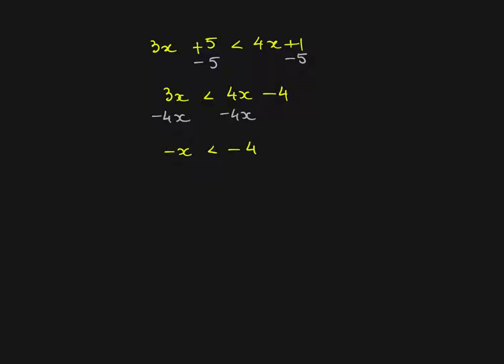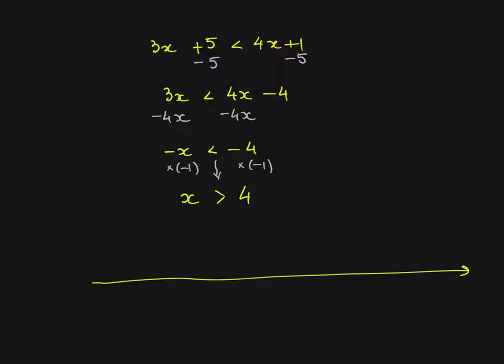Now to get x, I'll need to multiply everything by minus 1. Same as we've done with the systems of equations. Minus x times minus 1 will give me x, minus 4 times minus 1 will give me 4. The difference from equations is that when you multiply by a negative, this smaller than will change into bigger than. If it was bigger than, it will change into smaller than.